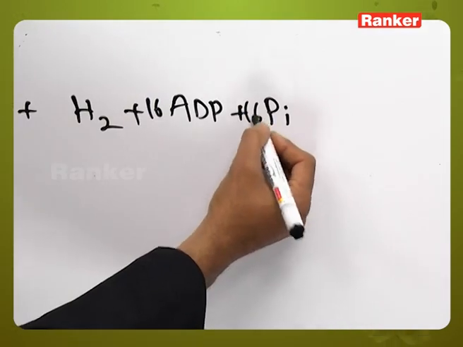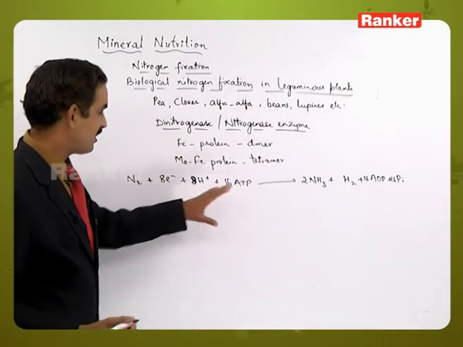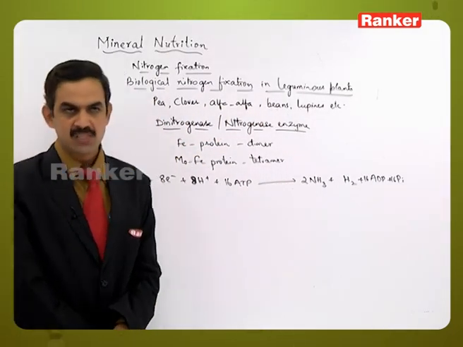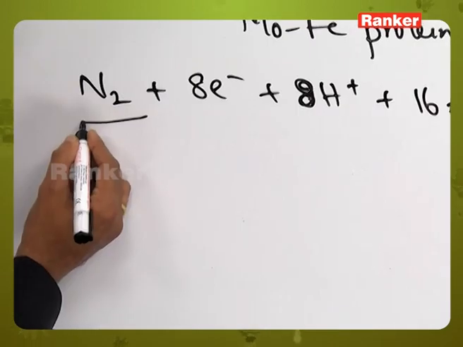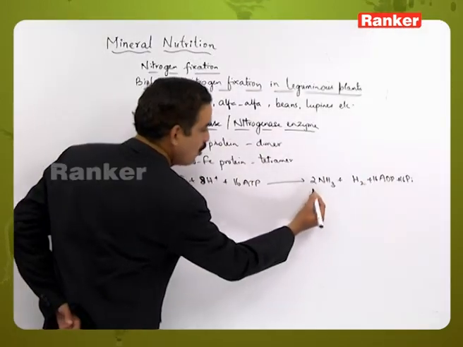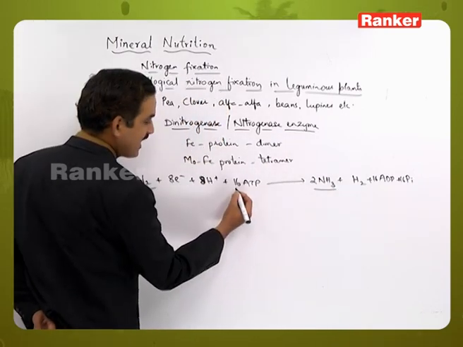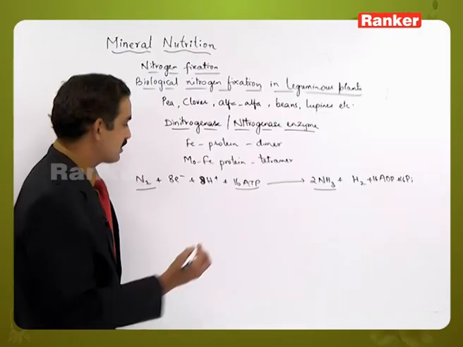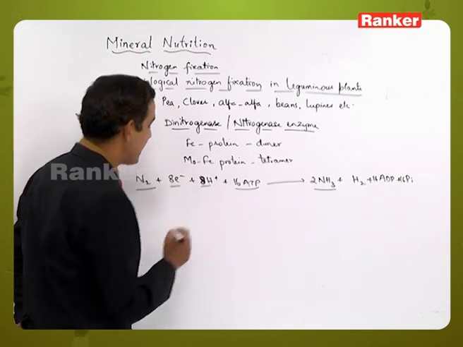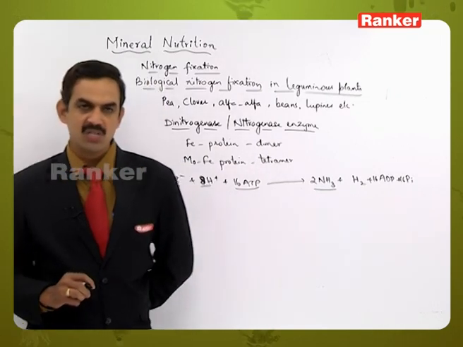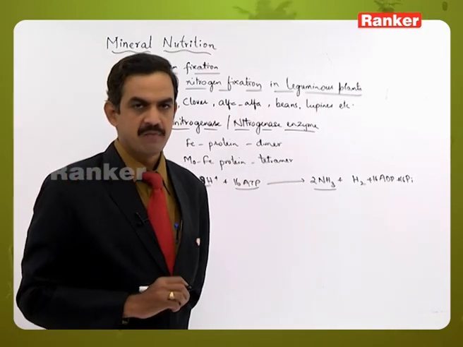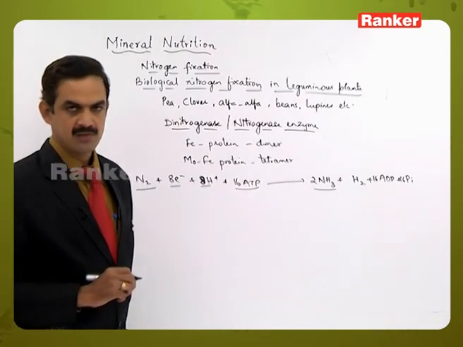So likewise here, this is the overall equation showing the biological nitrogen fixation in the leguminous plants. So here one molecule of nitrogen is reduced to 2 molecules of ammonia by utilizing 16 ATP molecules, and in this process 8 electrons and 8 protons are also being utilized.